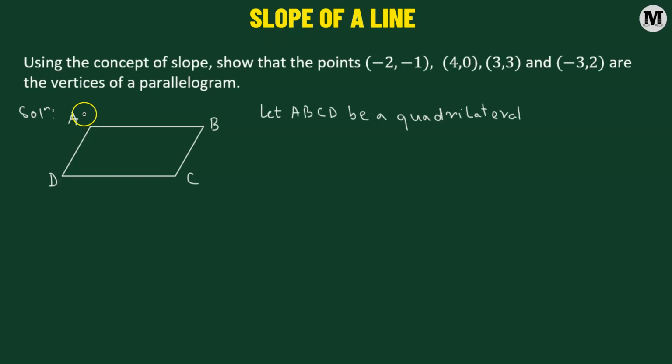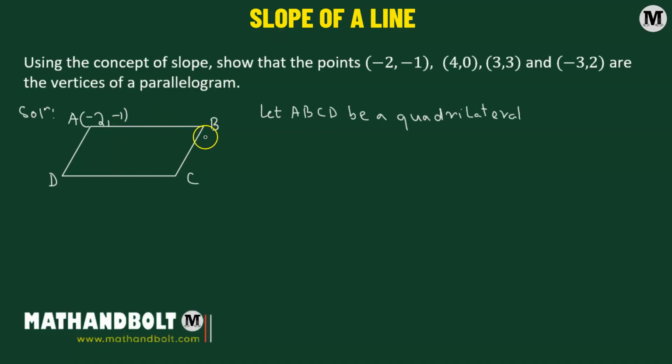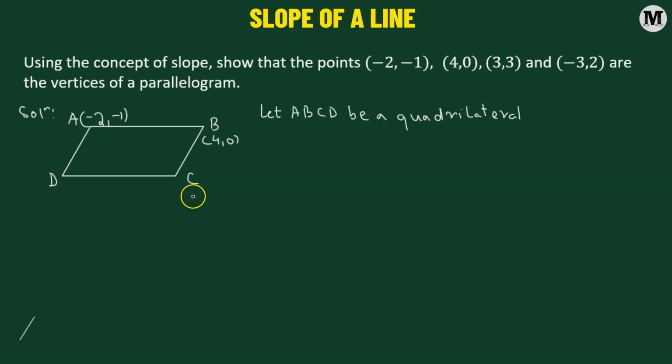Now, the coordinates of the vertices are, let's consider A to have the coordinates -2, -1. B is going to have the coordinates 4, 0. C is going to have the coordinates 3, 3. And D is going to have the coordinates -3, 2.